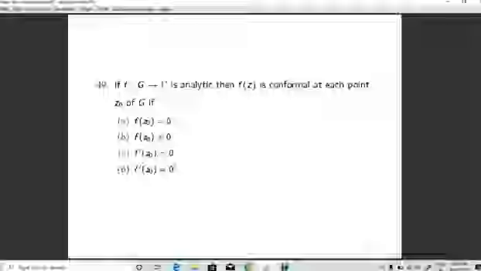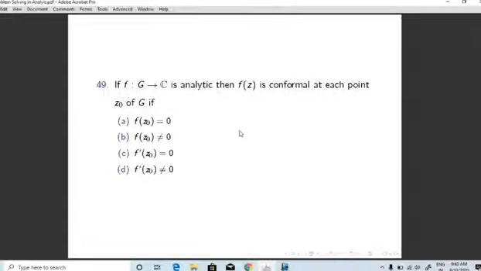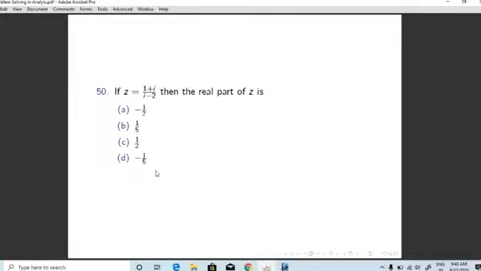Next, the 49th question is, suppose a function is conformal at a point z naught. The definition is that the derivative is not equal to 0. So if the derivative at the point is not equal to 0, then the function is a conformal mapping at the point z naught. This is a direct definition. Now the last question.